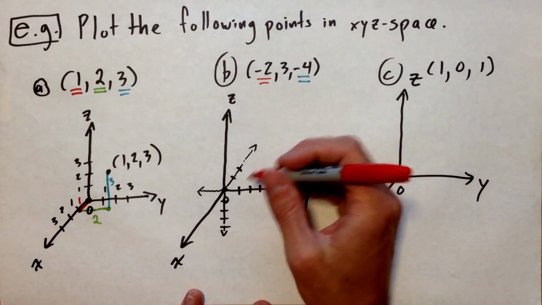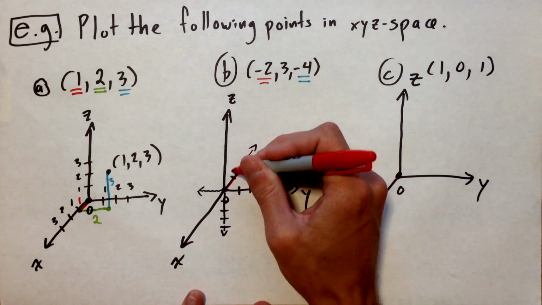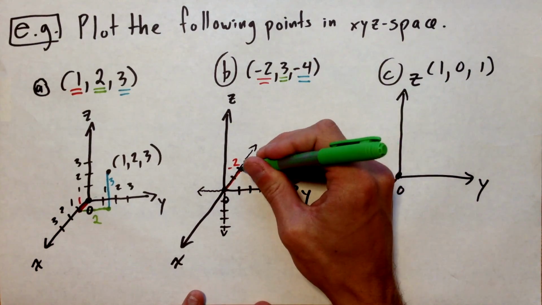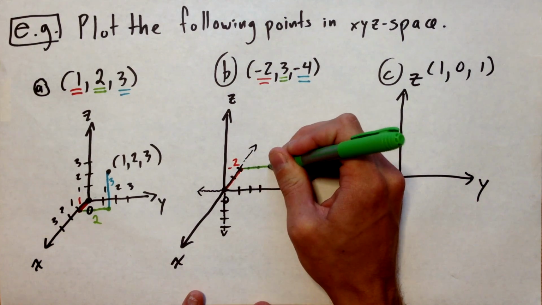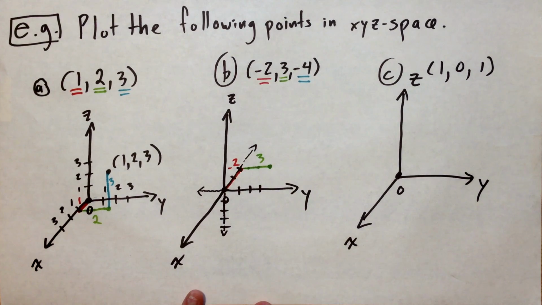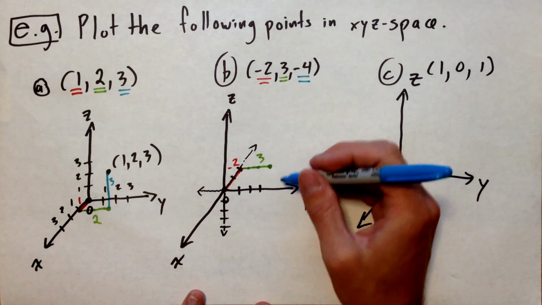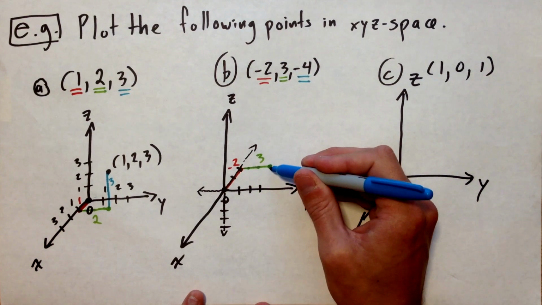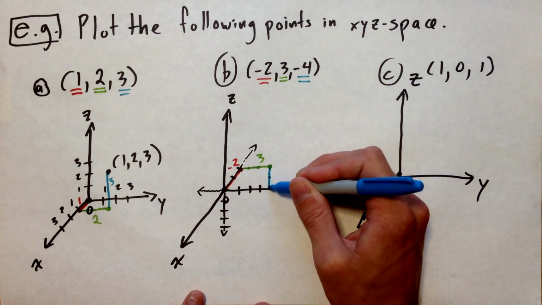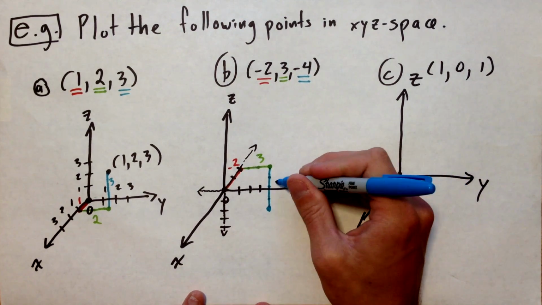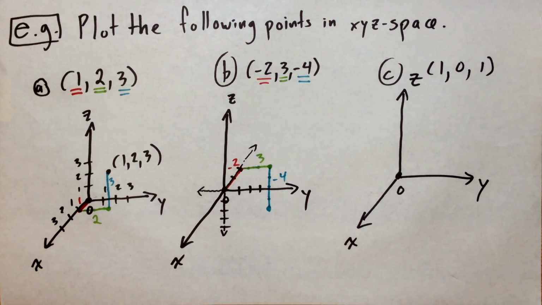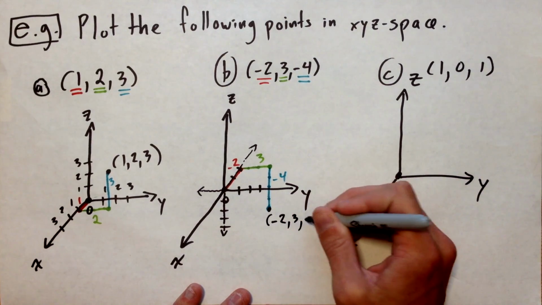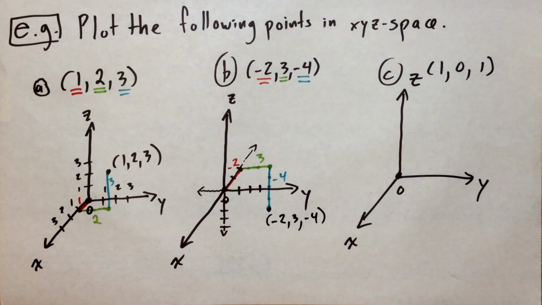So starting with x, I move -2 to the back. Then moving on to y, which is 3, I move 1 unit, 2 units, 3 units in the positive y direction. And finally, I need to move 4 units in the negative z direction, -4 units in the z direction. So that's going to be something like 1, 2, 3, 4. Okay, that's -4. And at the end of the day, this gives me the point -2, 3, -4. Great.